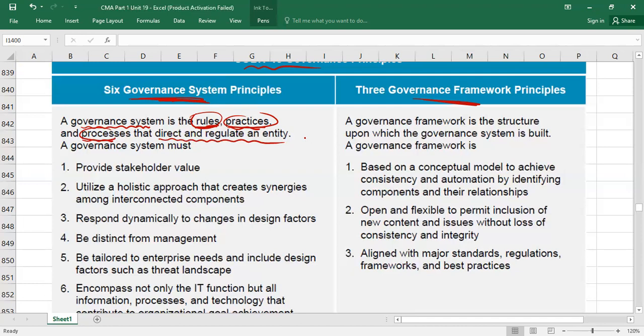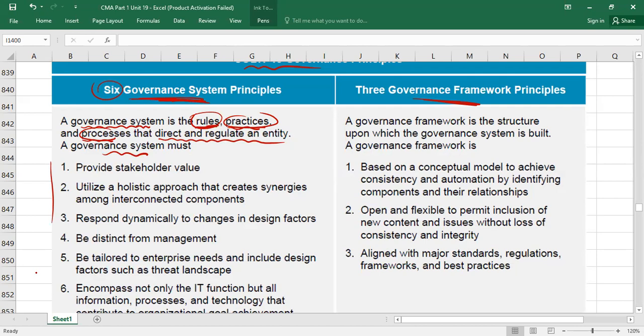Someone will provide the directions to the entity, and obviously, if you provide directions, you have to regulate. You have to ensure that those directions are implemented or followed. Understood? So it has 6 principles. Please remember, what is a governance system? A governance system is the rules, practices, and processes that direct and regulate the entity. Understood? So these 6 points you have to remember.